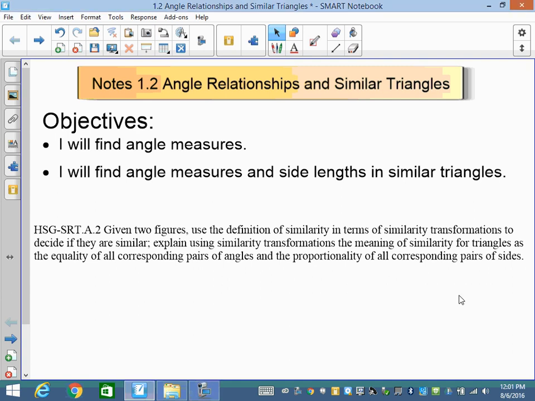Okay, welcome back. This is section 1.2, angle relationships and similar triangles. Your objectives for this section will be: I will find angle measures, and I will find angle measures and side lengths in similar triangles. We do lovingly get into word problems there at the end.